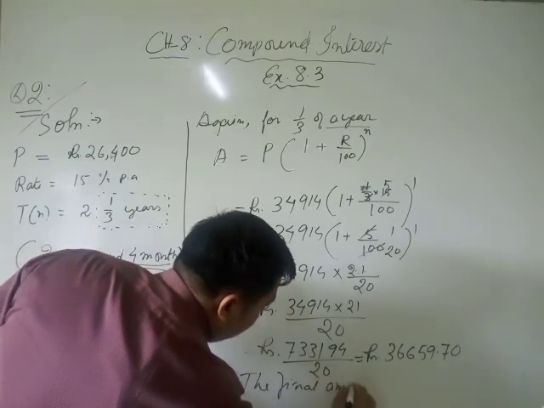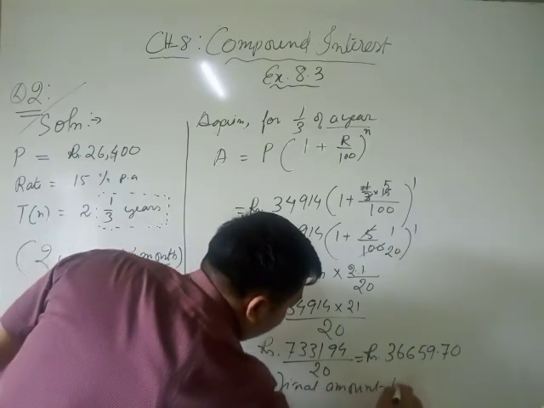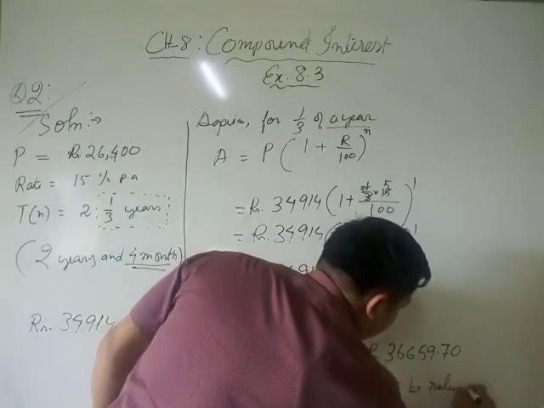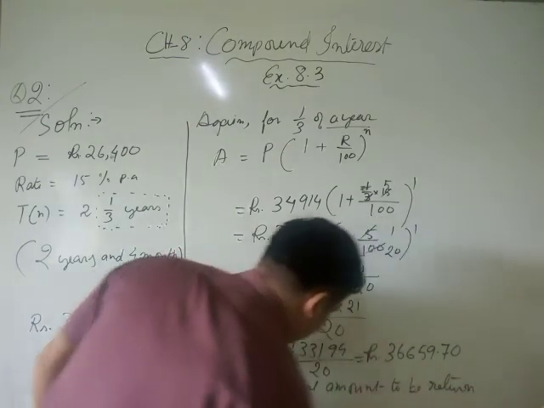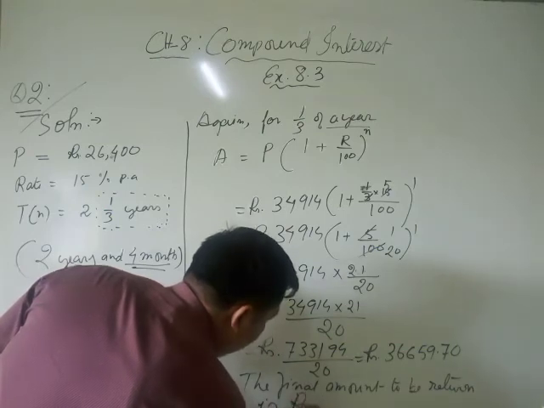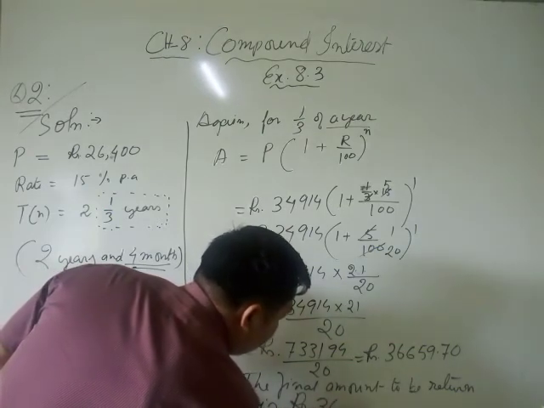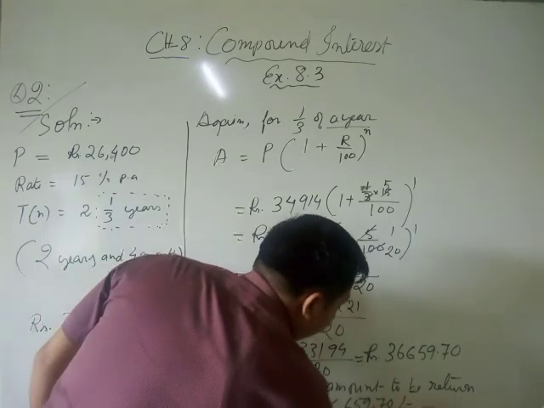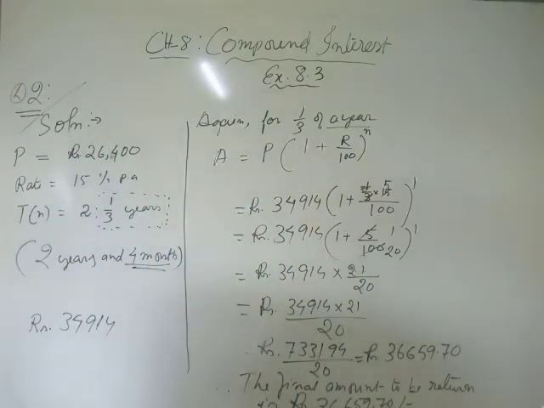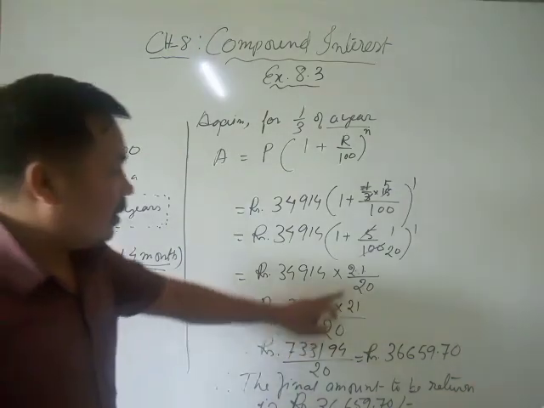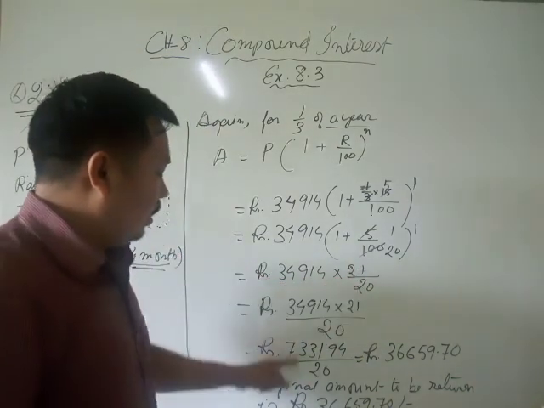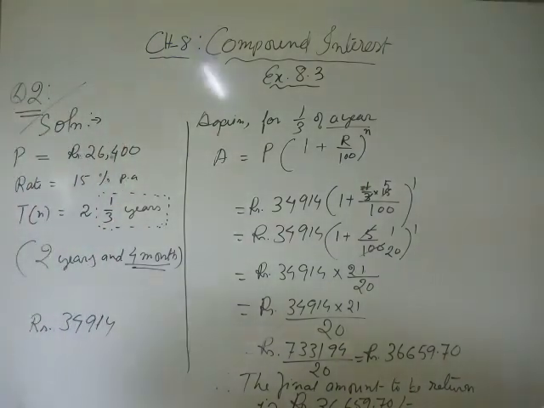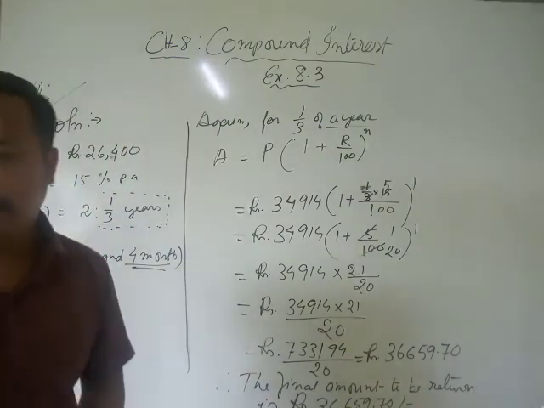So therefore, the final amount to be returned is rupees 36,659.70. This was the amount. Okay, clear? So once again, just calculate and see, you will get all this. Now this is the answer for question number 2, and now let's go to the next question.